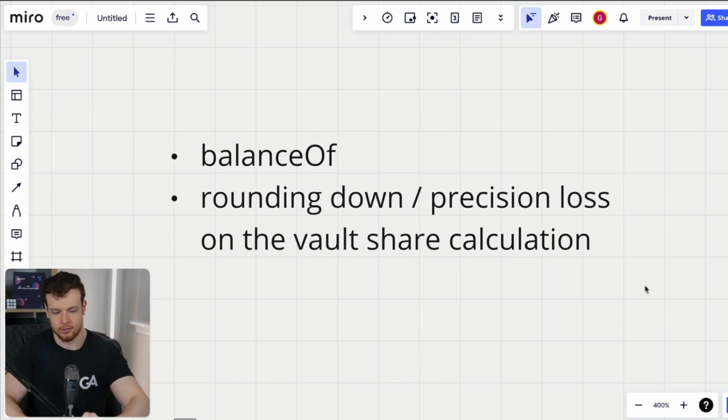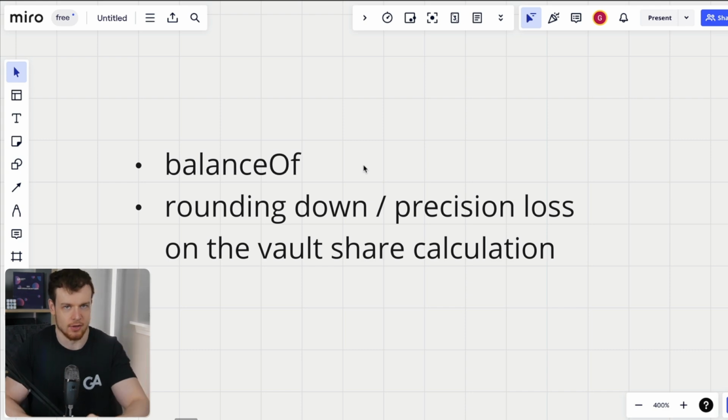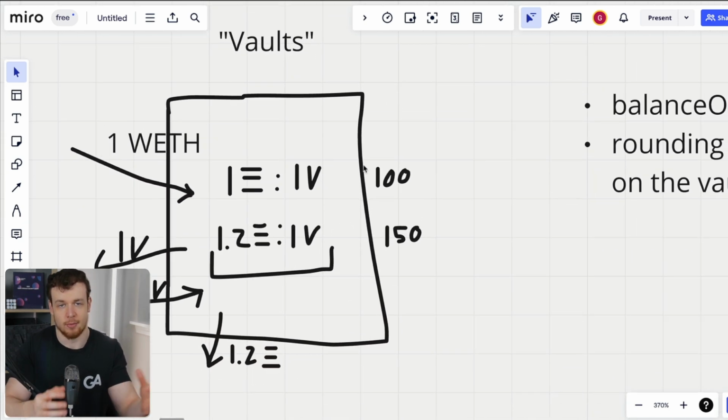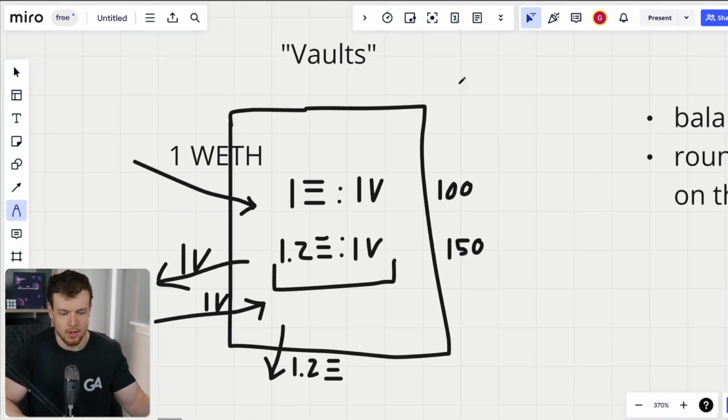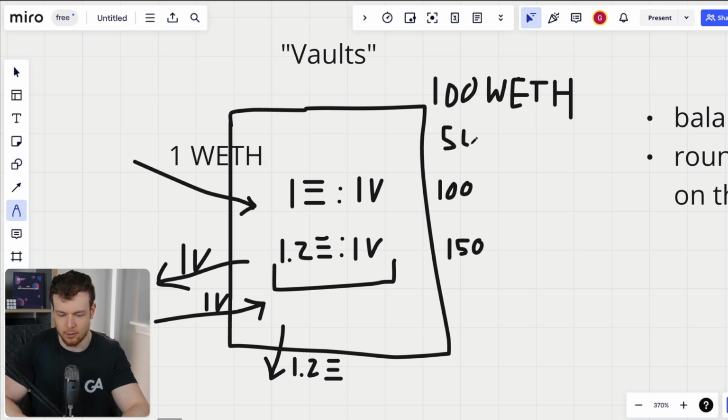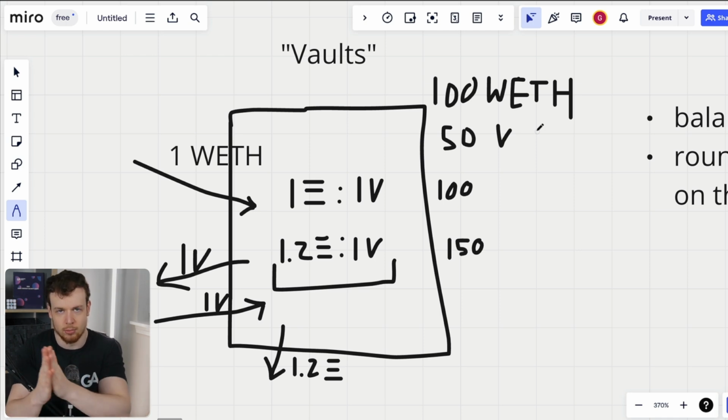So what does this look like? Let's imagine I am depositing into this vault system. I'm going to deposit a certain amount of underlying assets. I'm going to get a certain amount of vault tokens based on that. So let's actually write out a formula and visualize, and then we can see what we're talking about with this precision loss. So let's say this vault system currently has 100 wrapped ether, and let's say the vault has been doing pretty good. So let's just go with 50 vault tokens. So we'll do 50 vault tokens and 100 wrapped ether. So the exchange rate is 2 wrapped ether per 1 vault token.